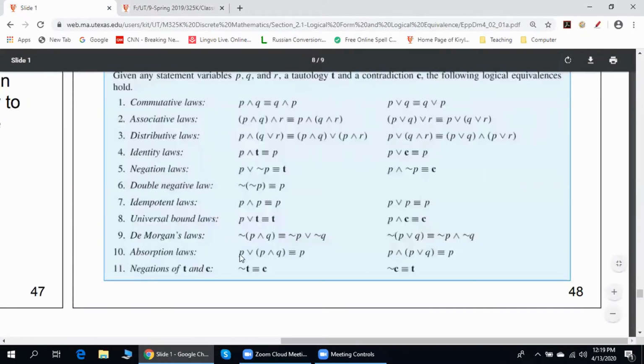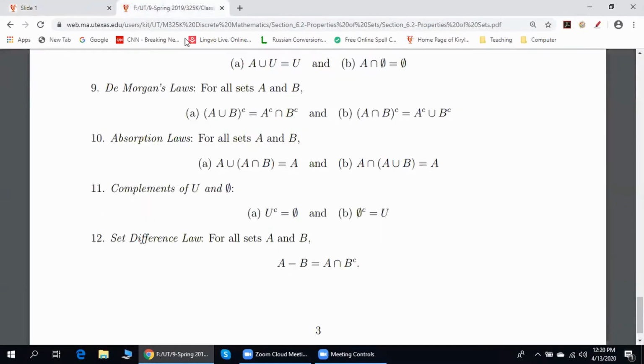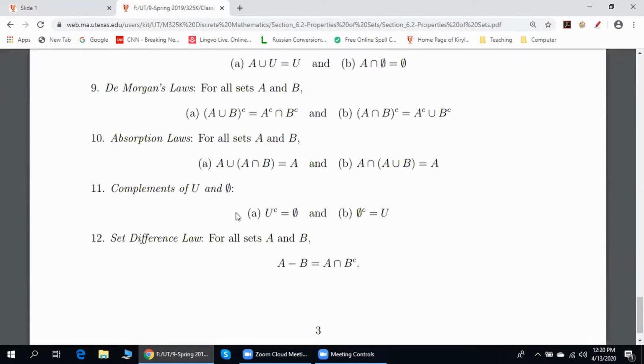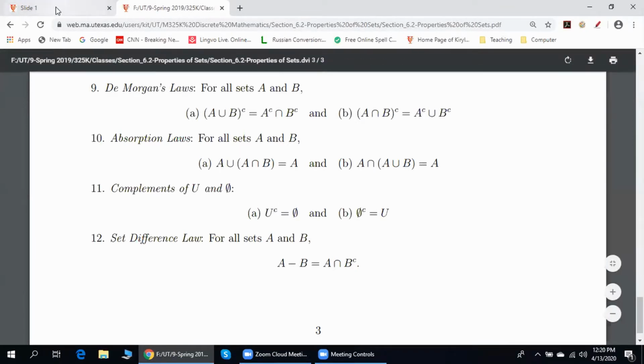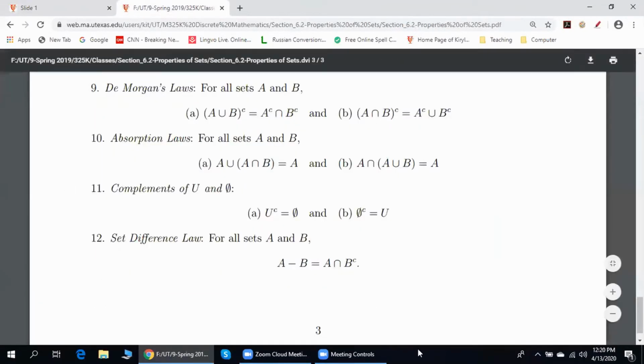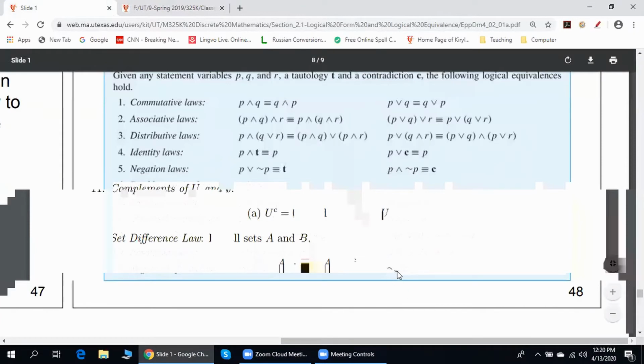Compare also, 11 for logical identities and 11 for set identities. Complement of the universal set is the empty set over here. Negation of tautology is equivalent to contradiction. Here, complement of the empty set is the universal set. Over here, negation of contradiction is equivalent to tautology.